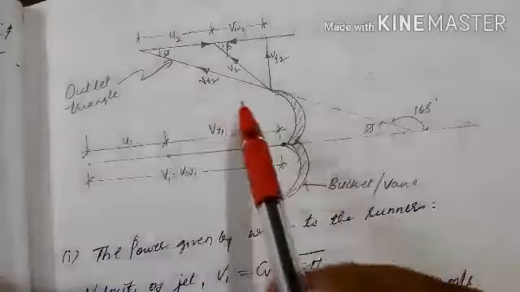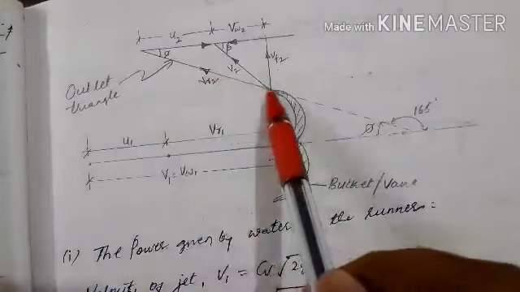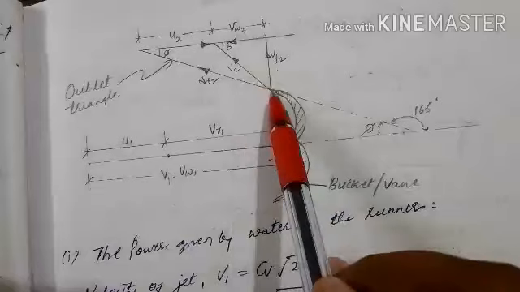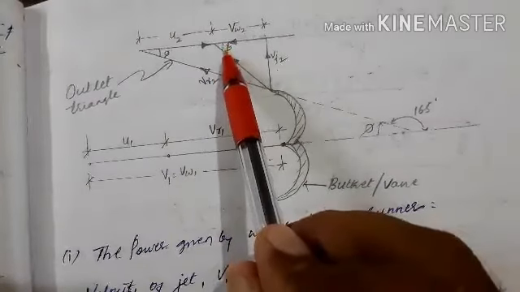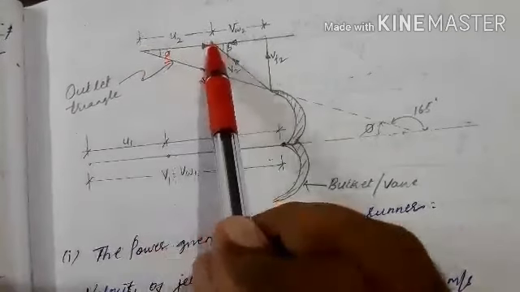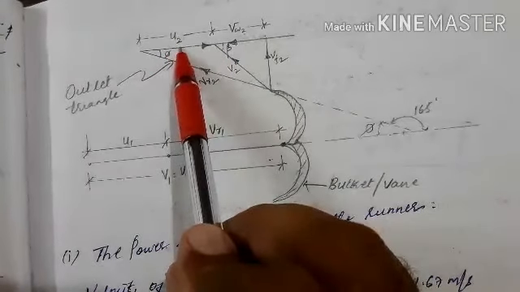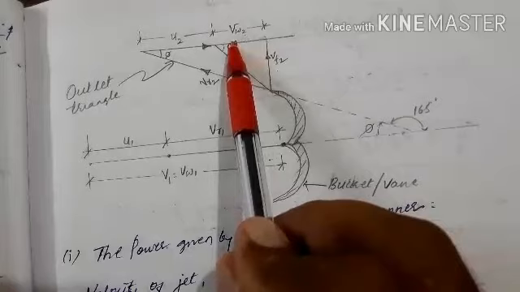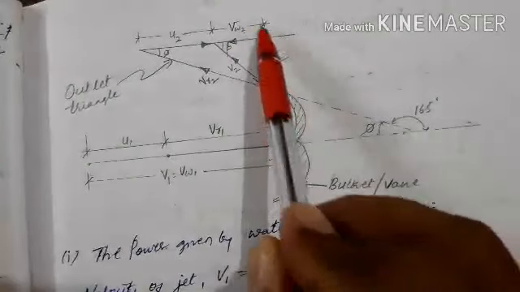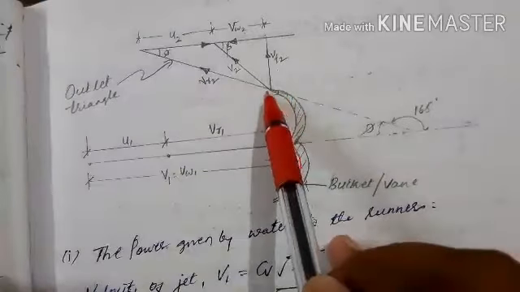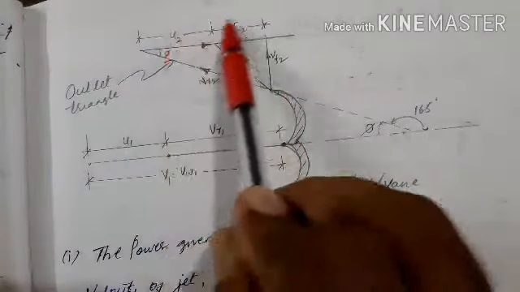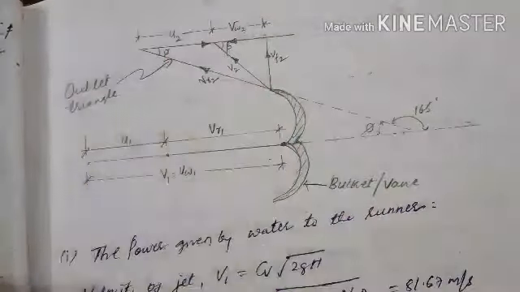This represents the relative velocity. Then draw the absolute jet velocity. Then beta will be acute. Then mark u2, the velocity of the vane at outlet. Then this is Vw2, the whirl velocity at outlet. Then this is Vf2. So mark everything at the outlet tip of the bucket. This triangle represents the outlet velocity triangle.